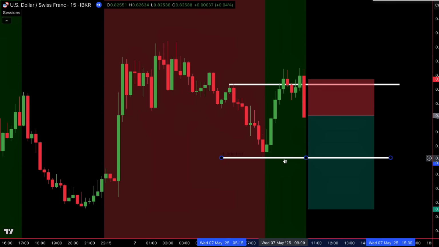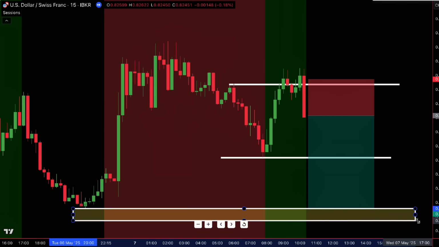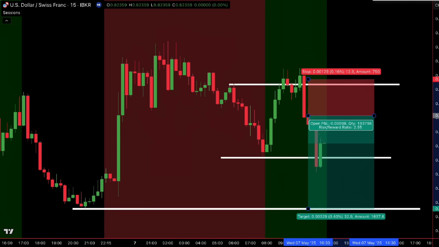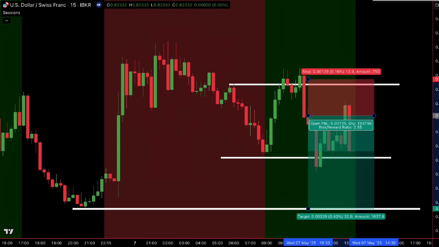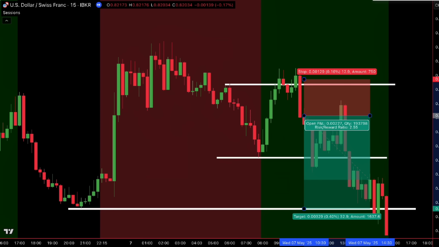Entry goes at the close of the bearish candle that closed back below the recent high. Stop loss just above the recent high. Target is the next major support level. This setup offers at least a 2-to-1 reward to risk ratio, exactly what we're looking for. And look at what happened next. The market moved straight to our target, just as expected.